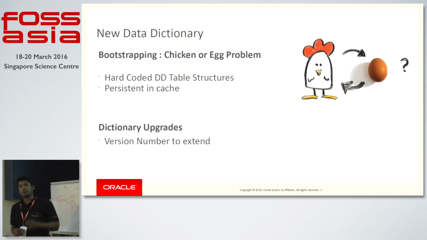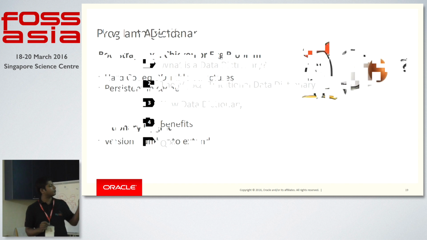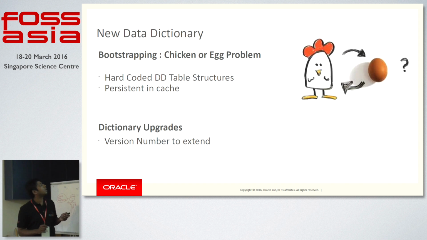Bootstrapping, chicken or the egg problem. So I hear this question many times. If the data dictionary tables are InnoDB tables, how do you open them the first time? Where is the metadata for the data dictionary tables stored? So these table structures are hard coded into the server code. Whenever these tables are accessed for the first time for bootstrapping, the server reads the hard coded values, creates the structure needed to open the dictionary tables, then it opens the dictionary tables and caches them permanently.